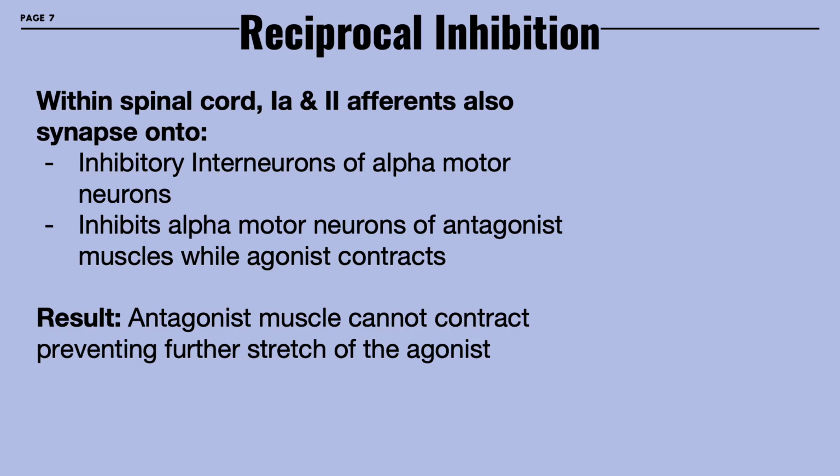So, what is reciprocal inhibition? So, within the spinal cord, those 1A and 2 afferents also synapse onto inhibitory interneurons of alpha motor neurons. So, this inhibits alpha motor neurons of the antagonist muscles to contract while the agonist contracts. So, the result is just the antagonist muscle can't contract, so there isn't any further stretch of the agonist during an overstretch.